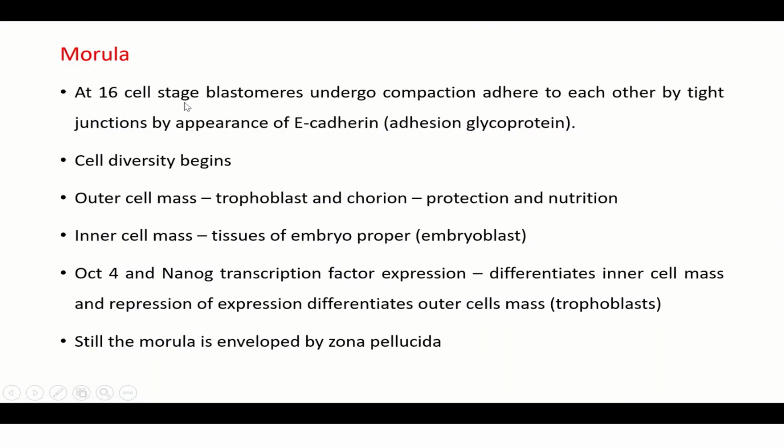At the 16 cell stage, blastomeres undergo compaction and adhere to each other by tight junctions due to the appearance of E-cadherin, which is an adhesion glycoprotein. From here, cell diversity begins. It is mainly due to OCT4 and NANOG.